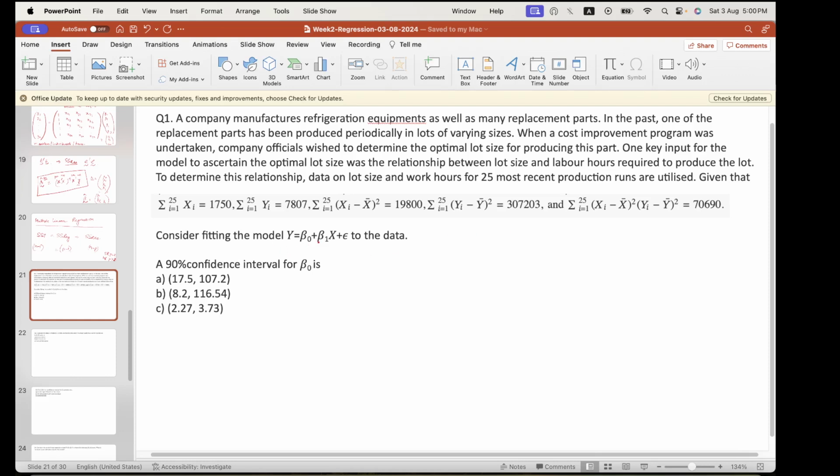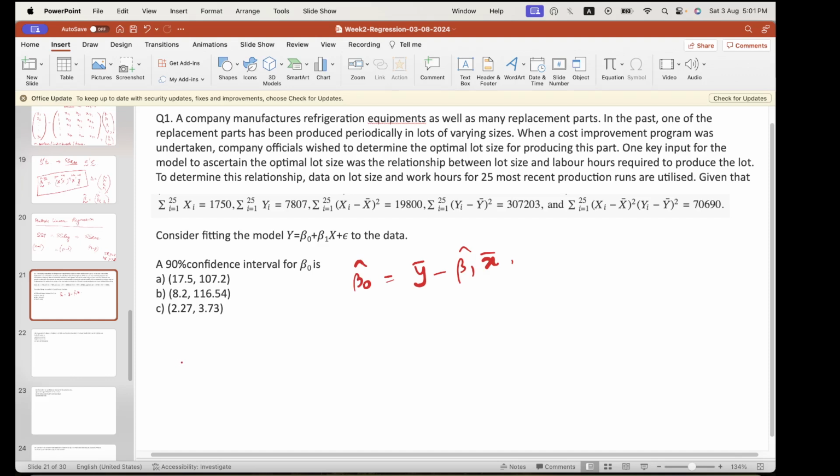Okay, so now we are given these figures and we have been asked to consider fitting the model y equal to beta naught plus beta 1x plus epsilon to the data. So what would a 90% confidence interval for beta naught look like? So first things first, we should have an estimate of beta naught hat. In order to solve this, we should first find out beta naught hat, and beta naught hat is nothing but y bar minus beta 1 hat x bar.